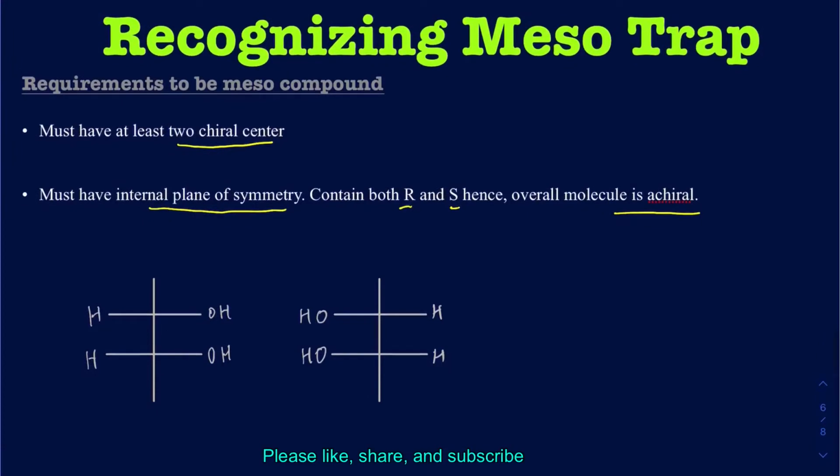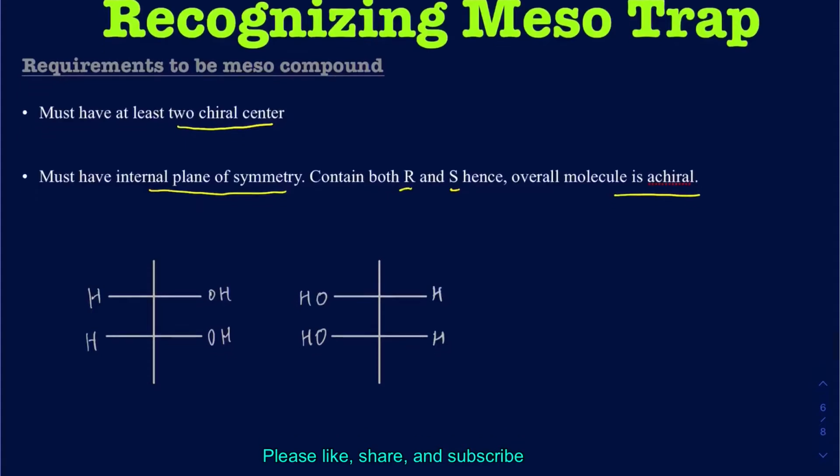I'm going to talk about Fischer projections and how to use them to identify meso compounds, because that's going to be the easiest one to recognize. When you have bond line formulas, they are a little bit harder to identify. So let's focus on the Fischer projections first.